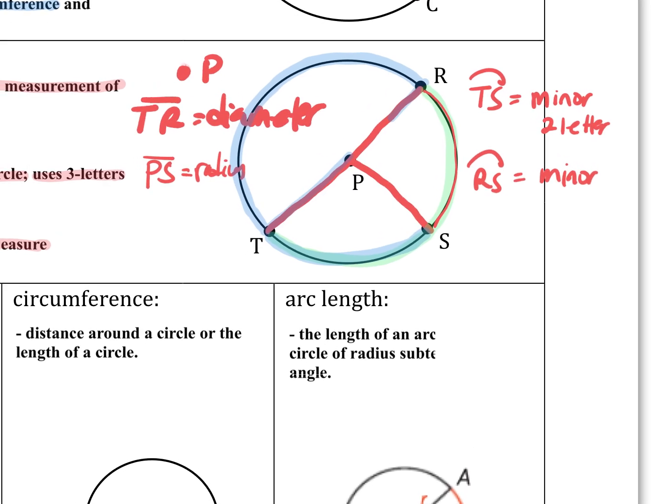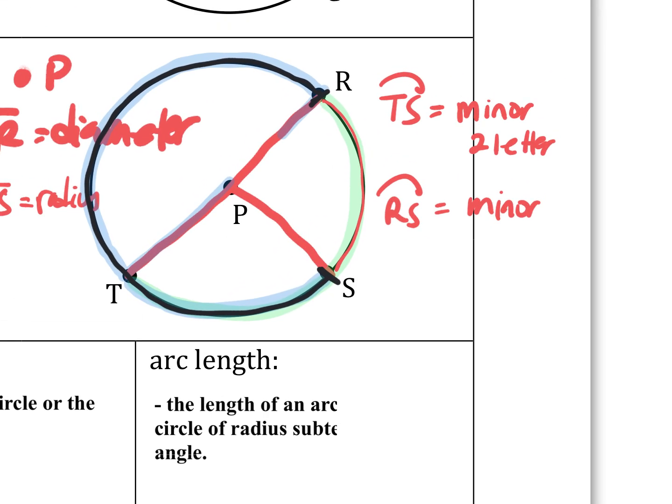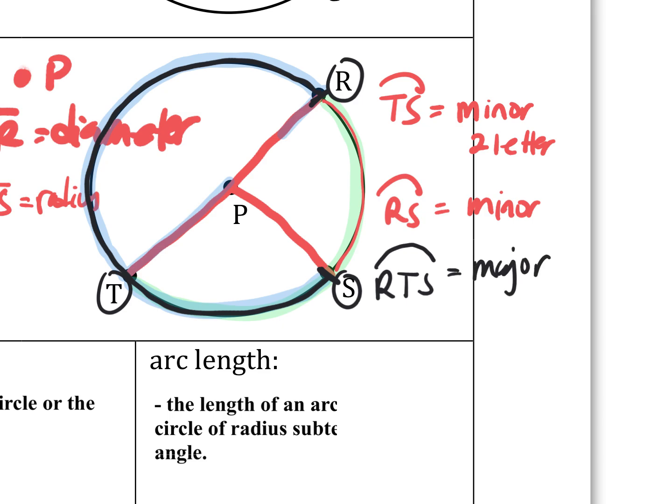If I start from R and go around the circle, then stop at S, this is called your major arc. The reason is that it is greater than 180. So if we're going to write the major arc, it should have 3 letters, in this case R, T, and S. So that's going to be arc RTS. This is called a major arc because it is greater than 180, and 180 is a semicircle.